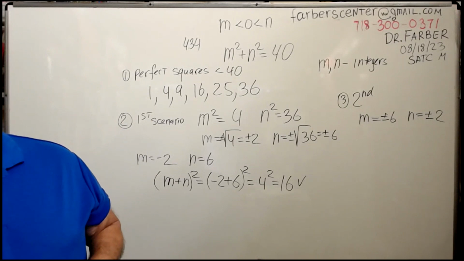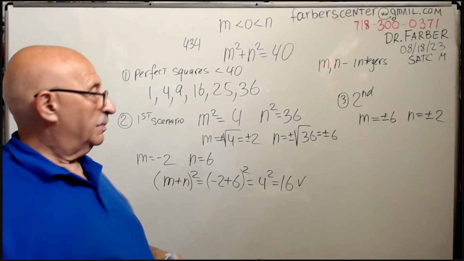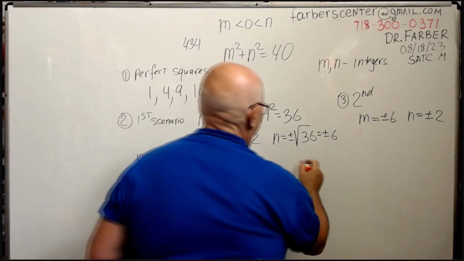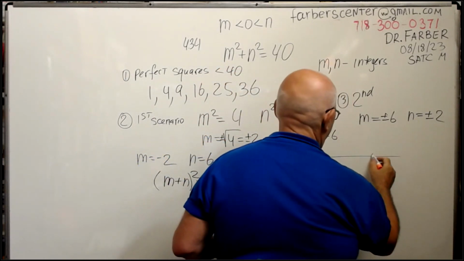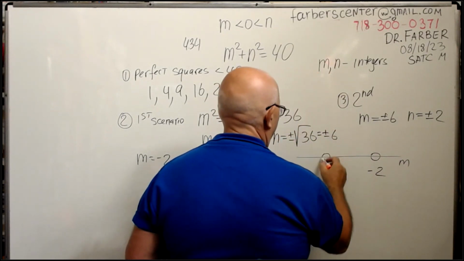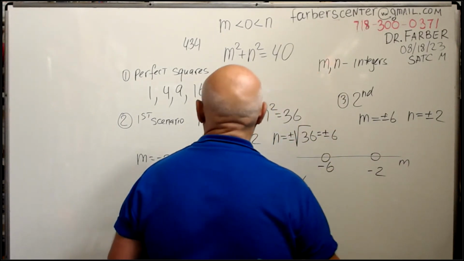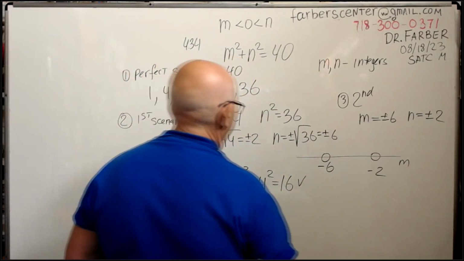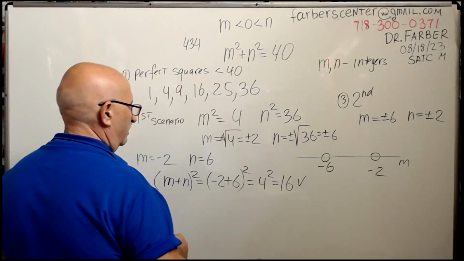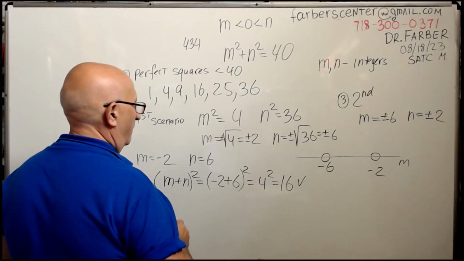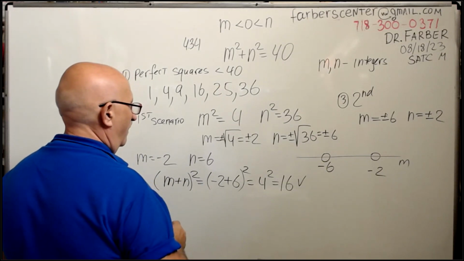How do you know that m is -2 and not -6? Because if I took here and put a number line, this is -2, and this is -6. But m is supposed to be less than n in this case, right? Well, if m was -6, wouldn't n be +2?